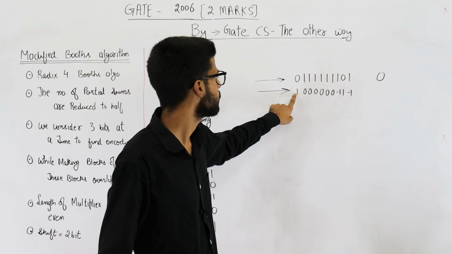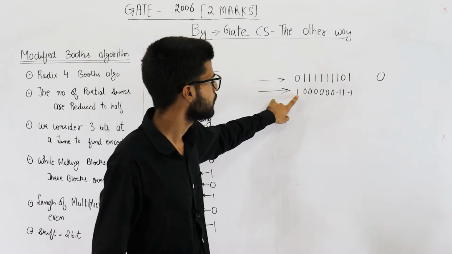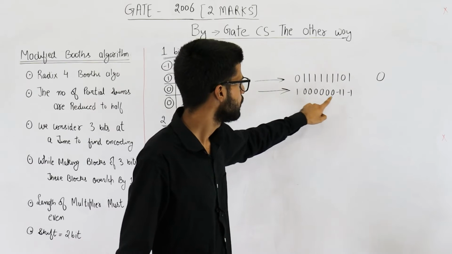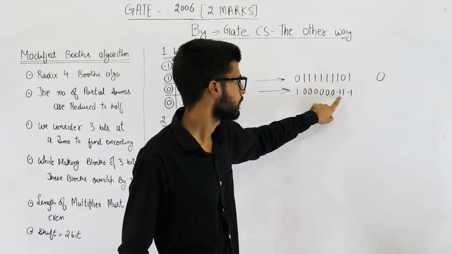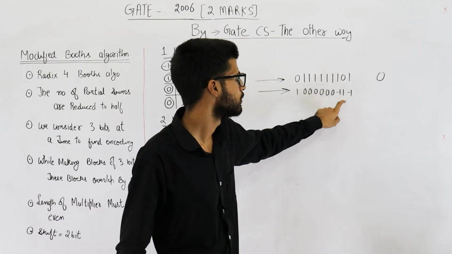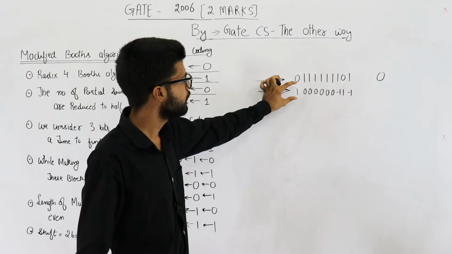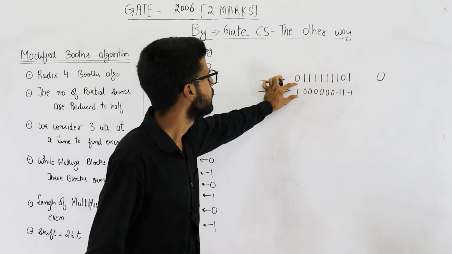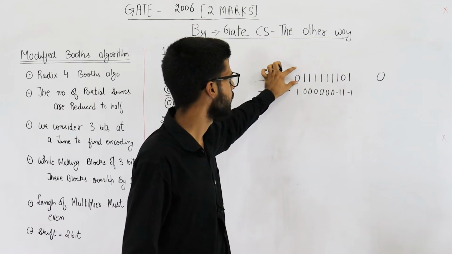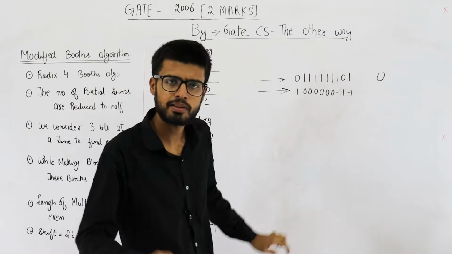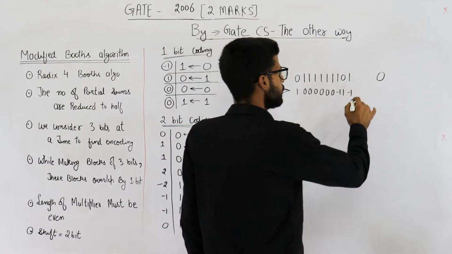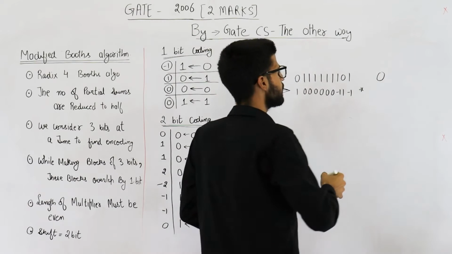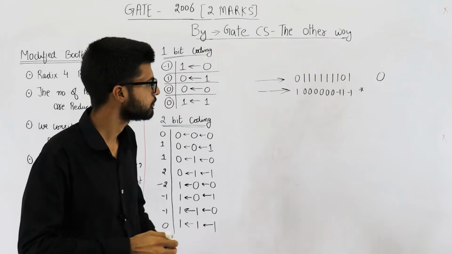See, what is this number? It is 9. So 512 minus 4 minus 1 plus 2. So it's probably 509, you can check that. This one will also be equivalent. So both of these numbers represent the same value. So Booth's algorithm uses the coded number as the new multiplier.